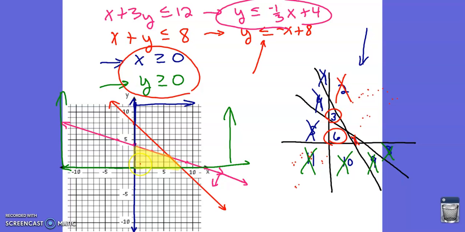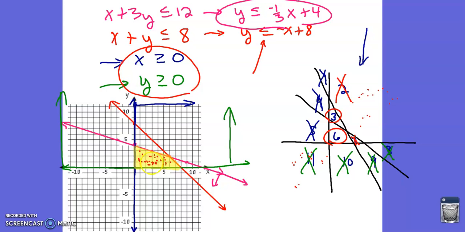And again, let me remind you what that means. That means every single point inside of this, there's an infinite amount of points inside of here, will work on every single one of those. And you can easily test it. So let's just test one point just to show you it will work.